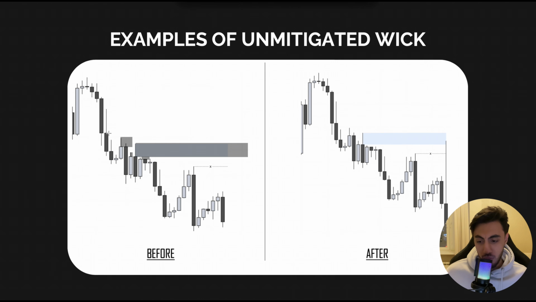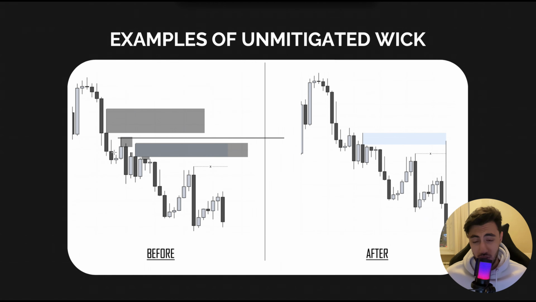Now you may ask yourself, we have an unmitigated wick here and also liquidity here, but why didn't price tap this area? It's going to be because of a lot of elements, and what happened on the high time frame, what the market structure is.